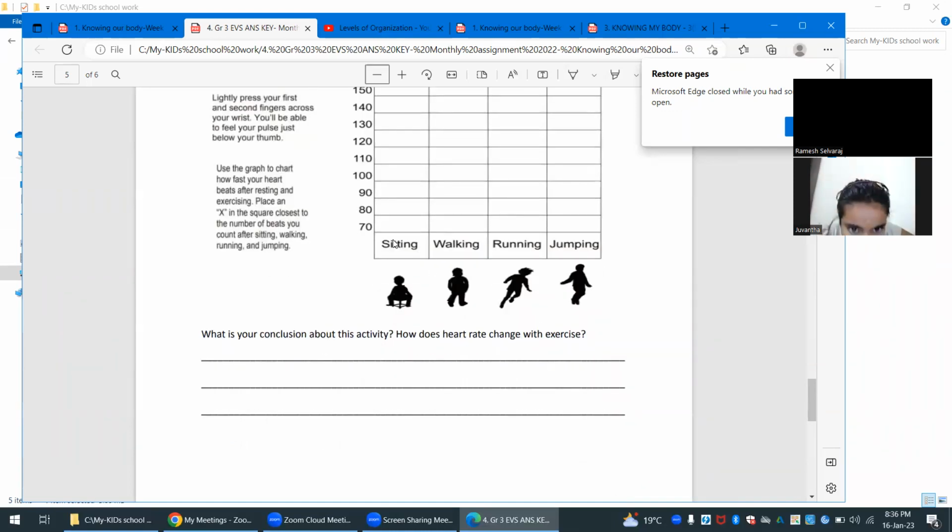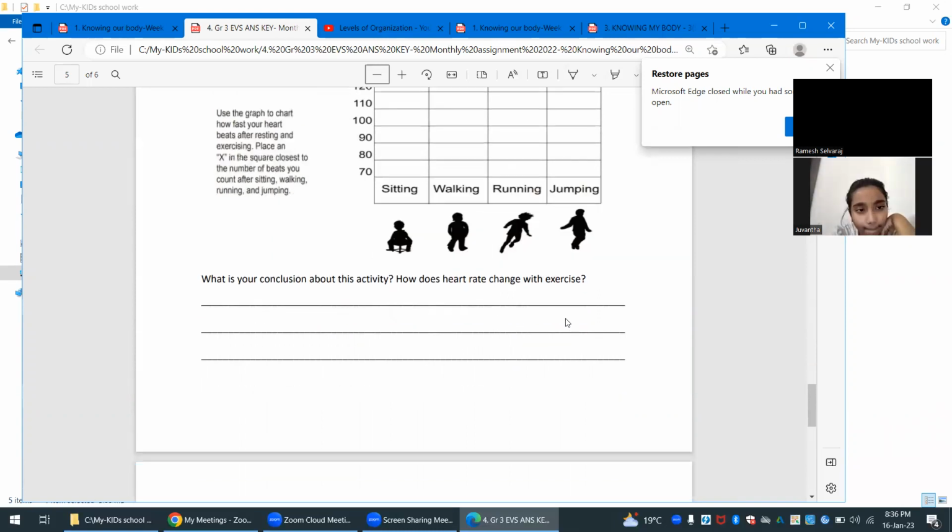The heart rate changes with exercise. If you are doing exercise, your heart rate increases. That means all your body parts are functioning properly. So that's the usefulness of doing exercise. When you are doing exercise, your heart rate changes and it increases.